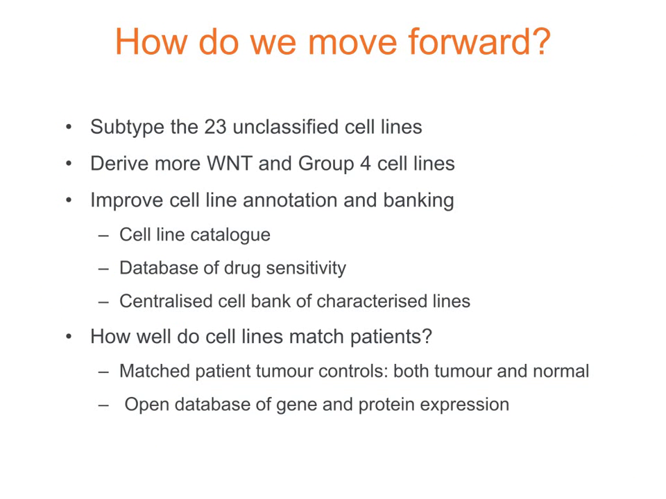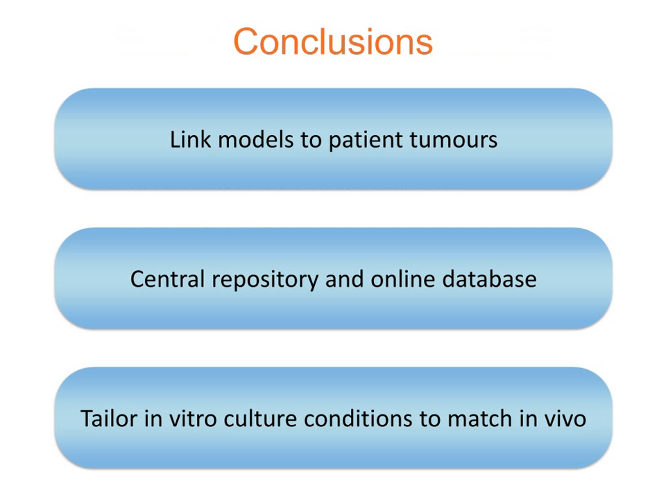To recap, we need to characterize and classify the remaining 23 established cell lines. We need to focus on developing in vitro models for Wnt and group 4 tumors. We also need to improve the way we describe old and new cell lines and update this information as soon as new developments emerge in the field. This can be accomplished with a centralized database and a linked cell bank of well-characterized lines with molecular characterization and drug sensitivity information. For all cell lines and models, we need to ask the question, which patient tumors does this represent, and how useful is it in answering my questions?